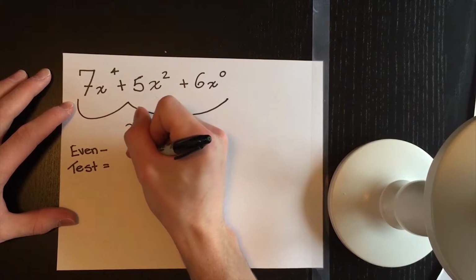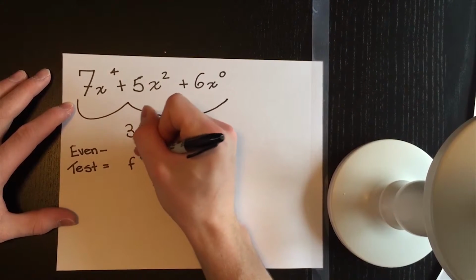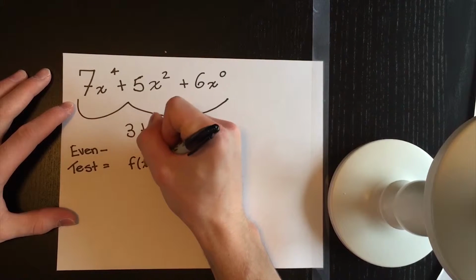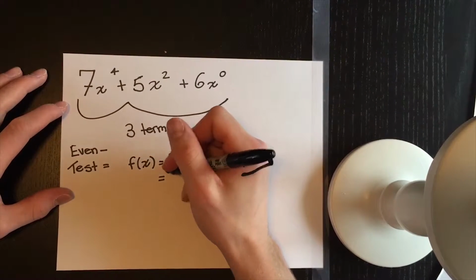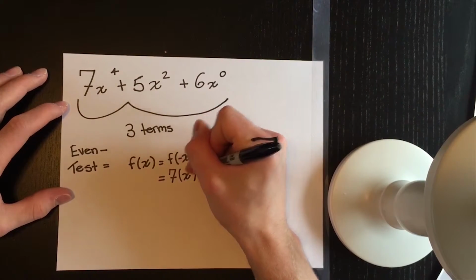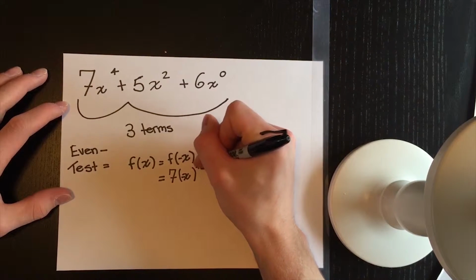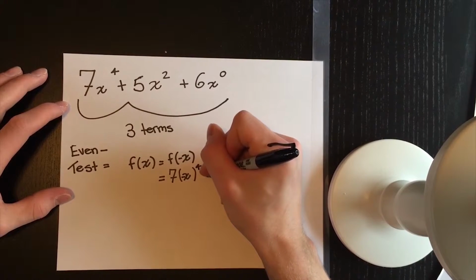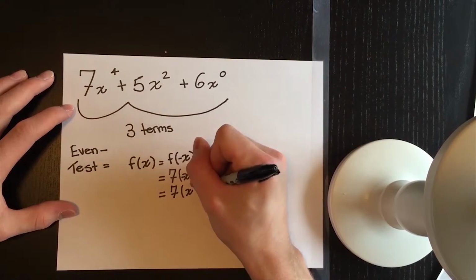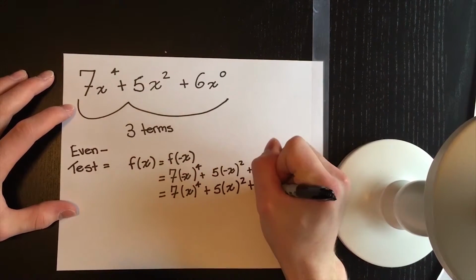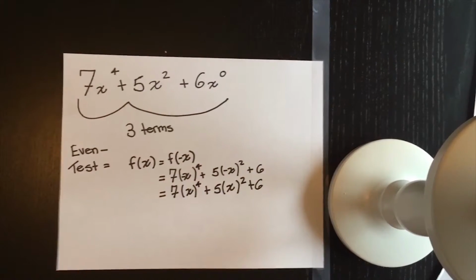We can test whether it is even by determining if f of x is equal to f of negative x. When the variables are subbed in as negatives, they will become positive because a negative times a negative becomes positive. Thus, we get the same function as when a positive x is subbed in.